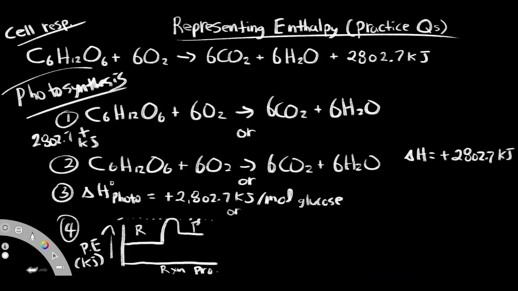And now we have here P, the products. All right, and you can see the difference between the reactants here and the products over here. The difference there is going to be the delta H, and the delta H is going to be represented as a positive value because we have increased the potential energy. So this 2802.7 kilojoules, as you can see, is a positive value. It's endothermic. The potential energy has increased from where it was in the reactants. So this here is the fourth methodology.